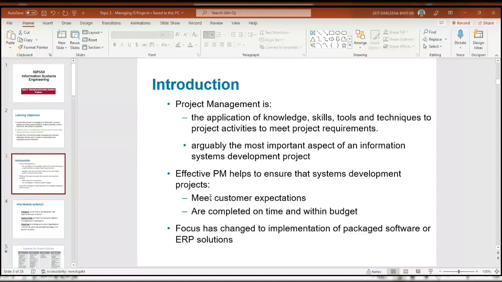Since we have a lot of software solutions available, which can be purchased or licensed, a lot of the book references on project management focus on implementations of packaged software or software solutions such as ERP.